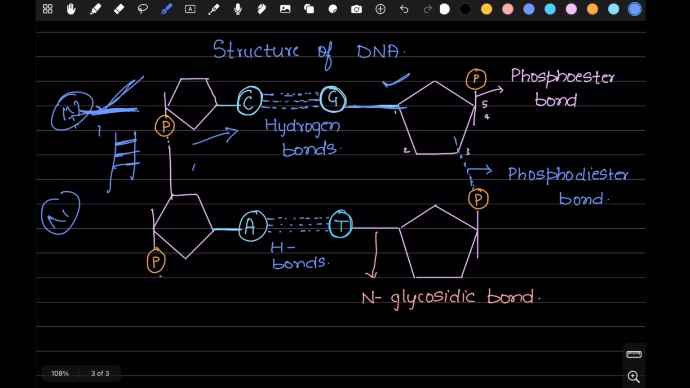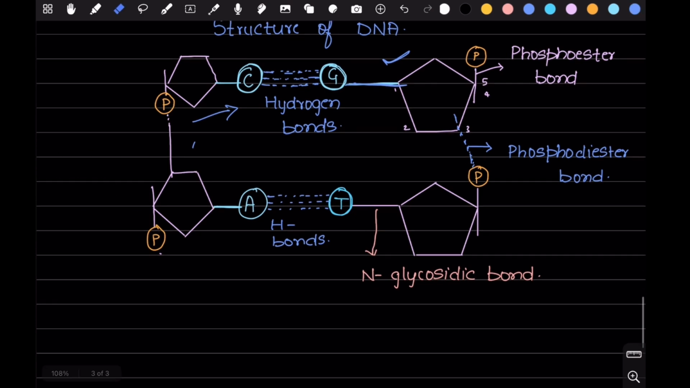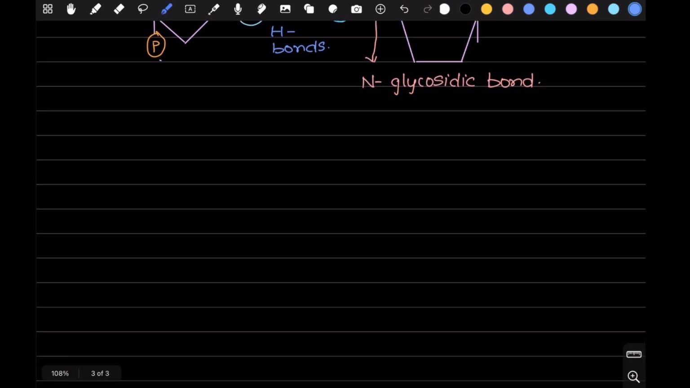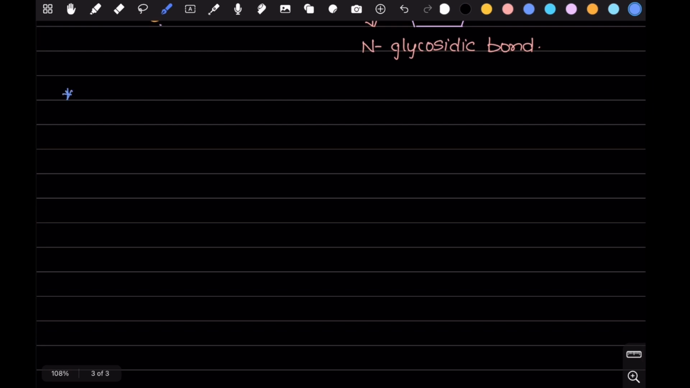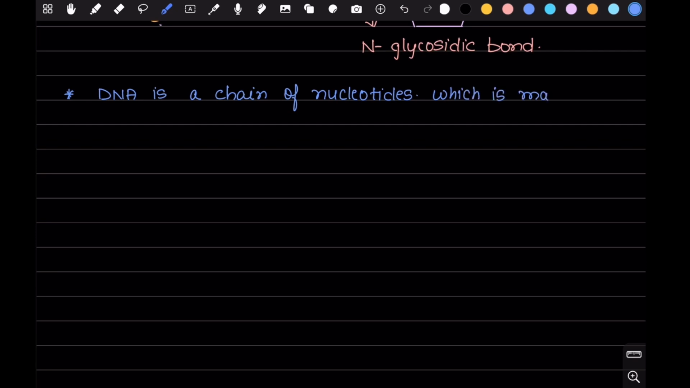So if there is a question in your examination asking you to describe the structure of DNA, the first point you can state is that DNA is a chain of nucleotides, which is made up of deoxyribose sugar, nitrogenous base, and a phosphate group.